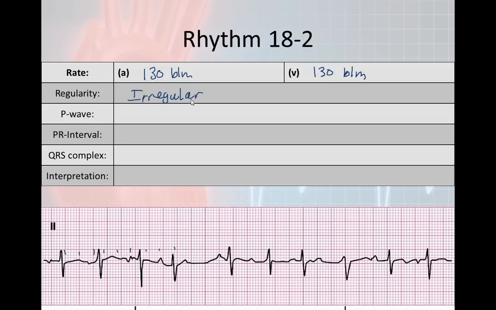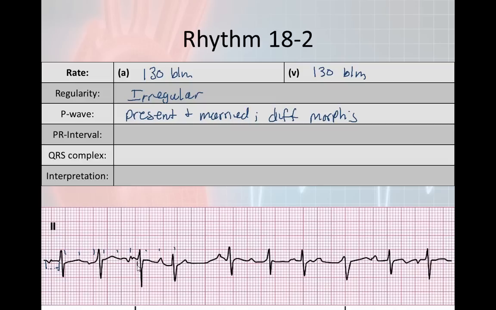P waves. The P waves are married. It looks like they are present and married to the QRSs. But what do we have here? We actually have different morphologies. PR interval, if we start right here and go to right here, that is right, ooh, look at that, 1, 2, 3, 4, 5. So that's right on the border of 0.20.